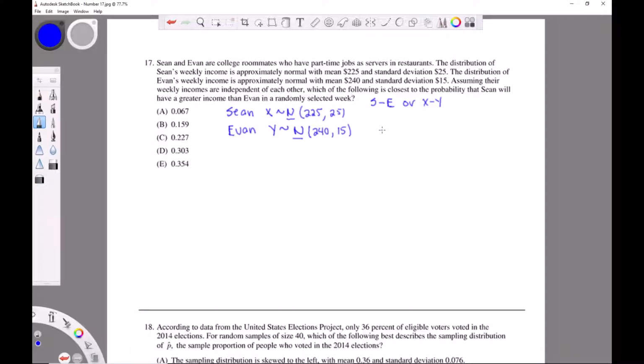So let's go ahead and say that that's going to be approximately normal. And the rule for means is that we can just subtract the two. So this will be 225 minus 240, which will be negative 15. And that's okay, it's just a point estimate. So that'll be negative 15. And now we need the new standard deviation.